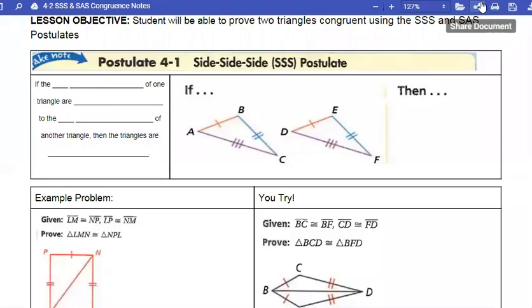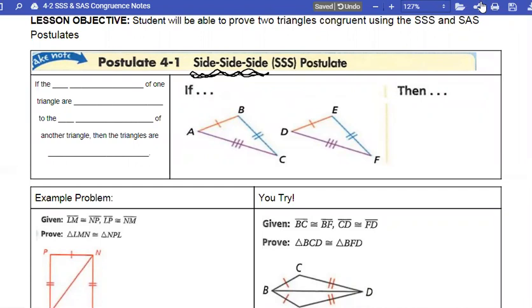Today we are going to talk about a way to prove two triangles are congruent. There are different postulates that we can prove. There are 4 altogether, I believe. Today we are going to talk about 2 of them. The first one is called the side postulate. What that means is that you have to have all 3 sides that are congruent. If you do, then you can say, okay, those triangles are congruent.